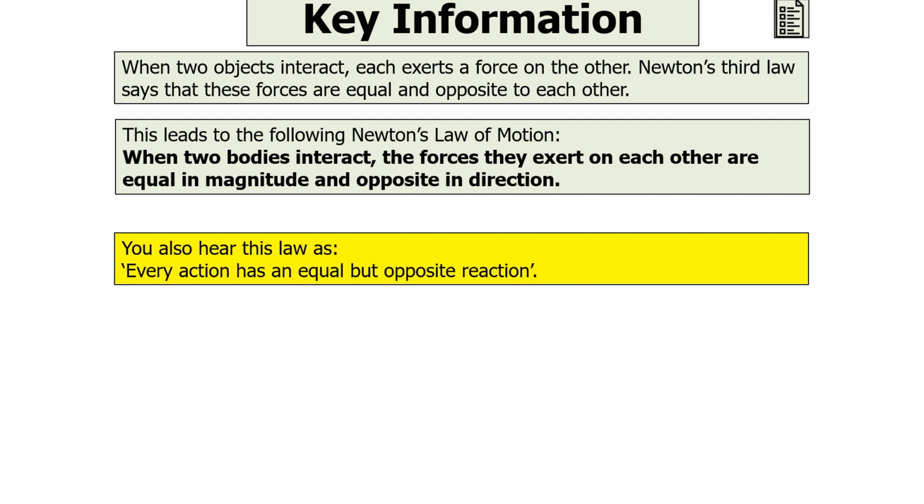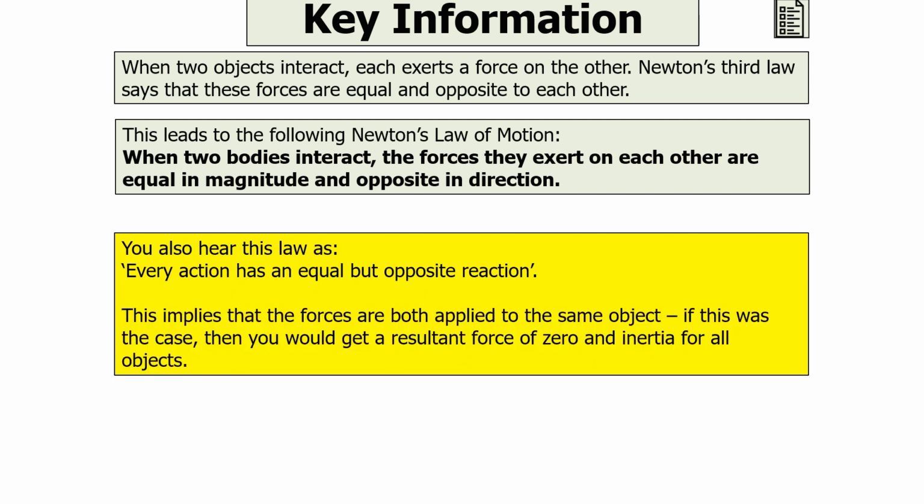Now, you can hear this law as "every action has an equal but opposite reaction." This isn't a good way to describe this law, as it implies that the forces are both applied to the same object. If this was the case, then you would get a resultant force of 0 and inertia for all objects.